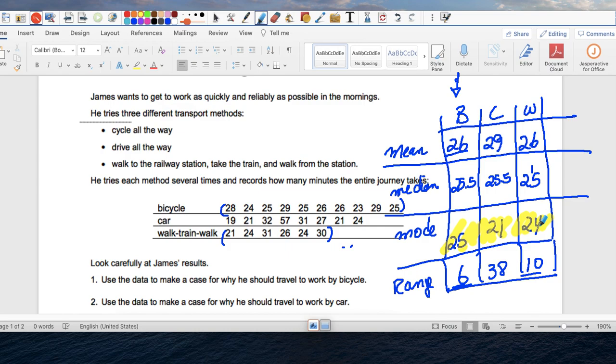So that 57, if you think about it, it could be that day where there's a lot of traffic, a lot of rain, or something happened. But let me make a column here. And again, car without the outliers.